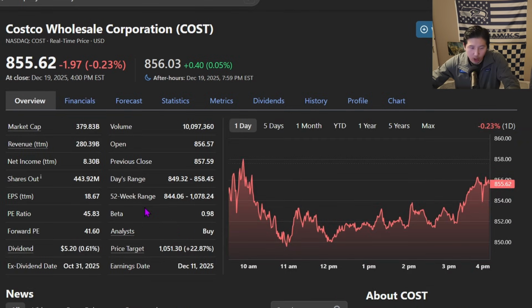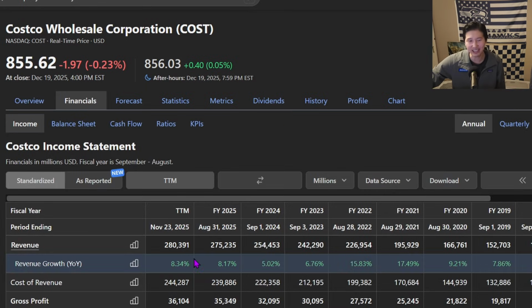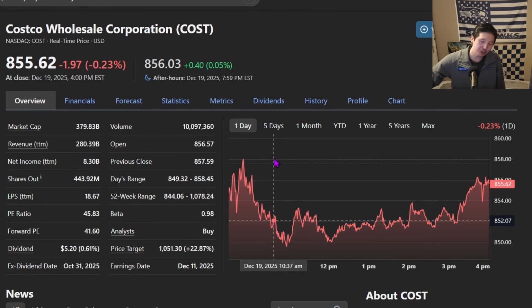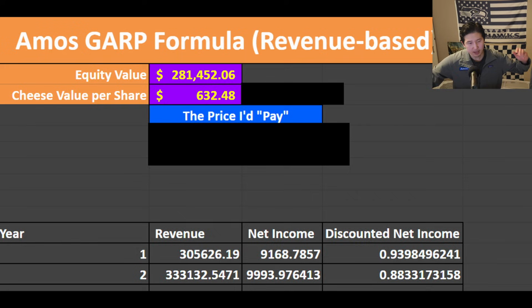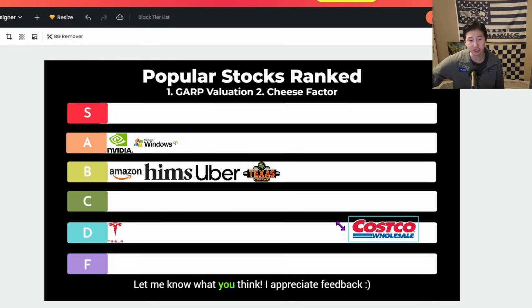Riddle me this. Tell me why their trading multiple is a 45. Your revenue is growing at a rate of 8% year over year, but you're trading for such a premium that it doesn't make any sense to me. To see it growing at like 8%, it just tells me that this company is overvalued beyond belief, in my opinion. Based on the GARP formula, Costco's stock price should be around $632 a share.